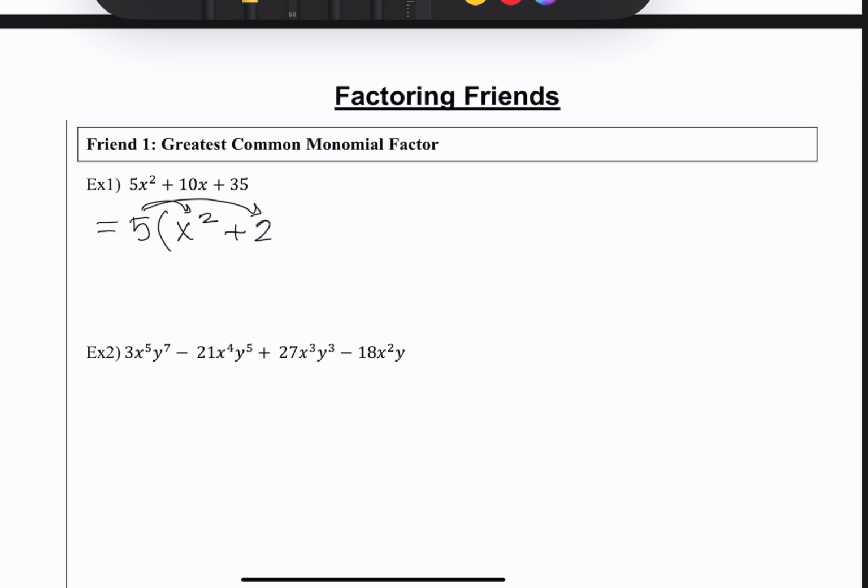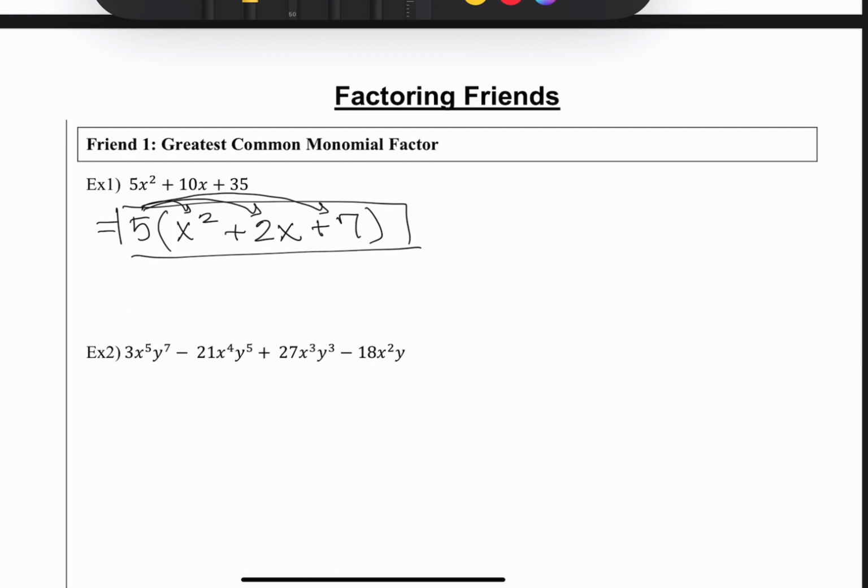That's right, I need a positive 2x. And 5 times what will give me my last term of positive 35? I need a positive 7. So now I have factored, or undistributed in this case.